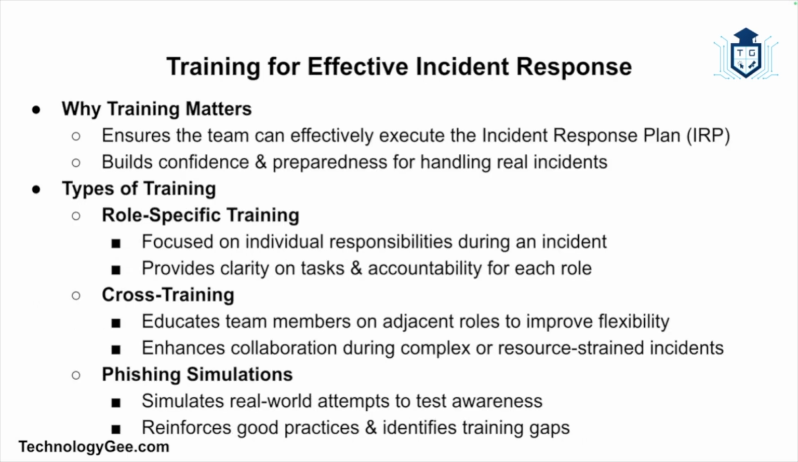All right, next let's talk about training. So training, this is essential to ensure your team can execute the incident response effectively. So let's explore how to train your team. So these are the various types of training. You have what is called role-specific training. So you want to train your staff on their specific responsibilities during an incident. You have cross-training. You want to ensure team members understand adjacent roles for flexibility. And then you have what are called phishing simulations. You want to test user awareness and reinforce good practices.